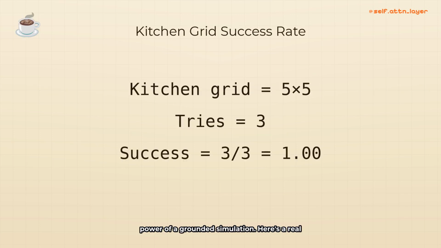Here's a real example. Imagine an AI robot in a kitchen. Goal: grab a mug from the counter at 2, 3. World model defines the kitchen as a 5x5 grid. Robot tries moves. Forward, left, grab. Each move updates the grid and scores it. Success in 3 tries. No hallucinations. No guessing. Just a clean, tiny simulation.